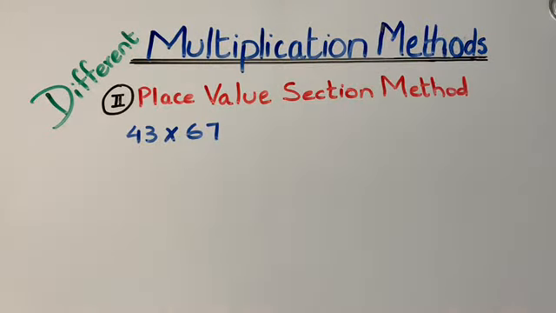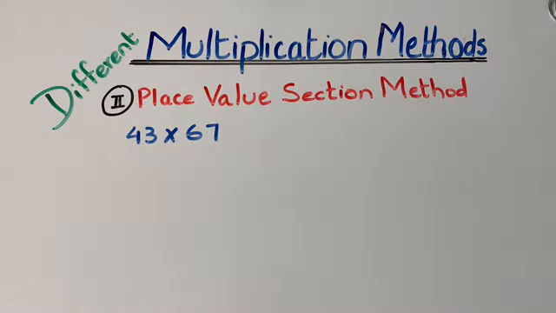Another multiplication method is place value section method. From its name, you must have gotten the idea of making sections like we did in our previous method of area model. Here we have 43 times 67. Let's think about 43 first.